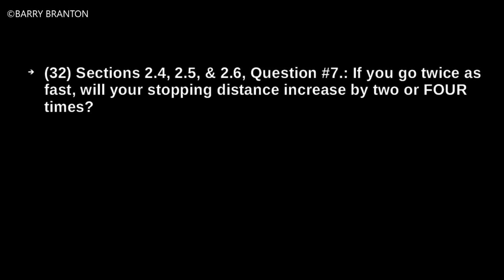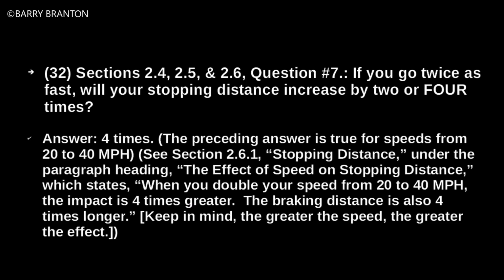If you go twice as fast, your stopping distance increases by 2 or 4 times. Answer: 4 times. The preceding answer is true for speeds from 20 to 40 miles per hour. Stopping distance under the paragraph heading, the effects of speed on stopping distance, which states when you double your speed from 20 to 40 miles per hour, the impact is 4 times greater. The braking distance is also 4 times longer. Keep in mind, the greater the speed, the greater the effect.